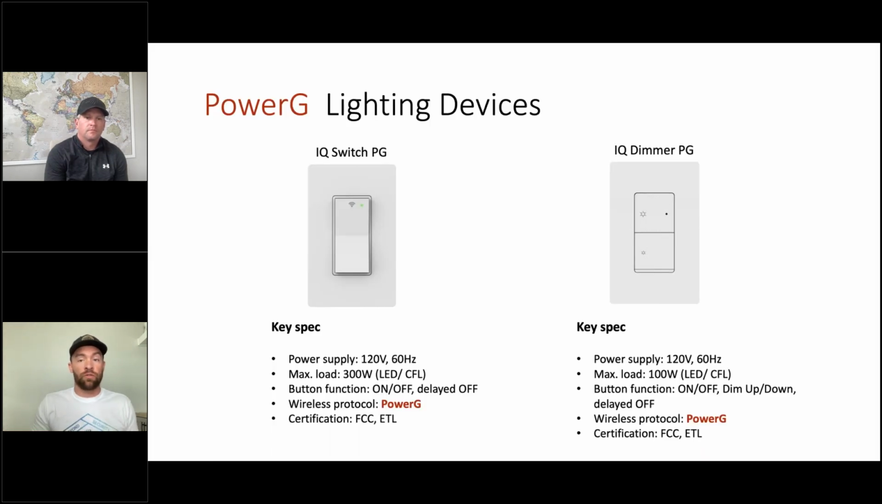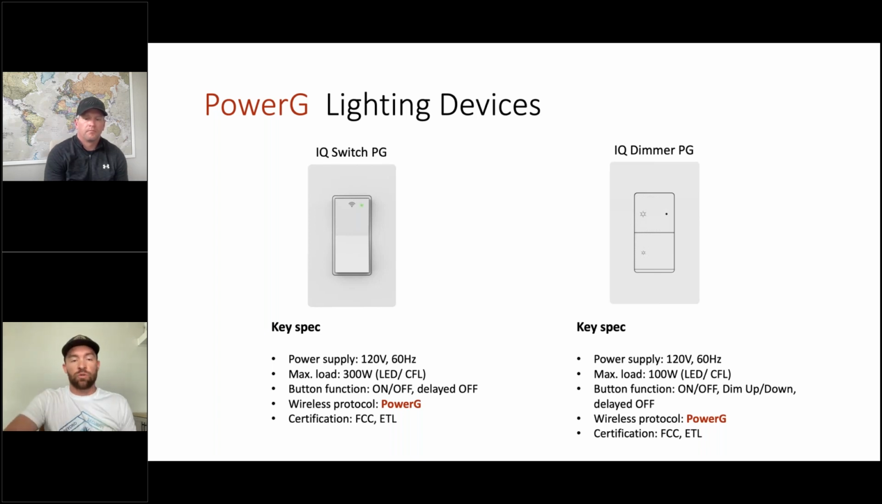A couple of the extra devices that make the lineup are in-wall switches, a Decora style switch. These back plates are screwless; they clip into place, very easy to install, very clean looking. We'll have an IQ switch and a dimmer. You can see the specs here: the switch is 300 watt, basically on/off, and uses PowerG. The dimmer is 100 watt, on/off and dim up and down, and of course uses PowerG.